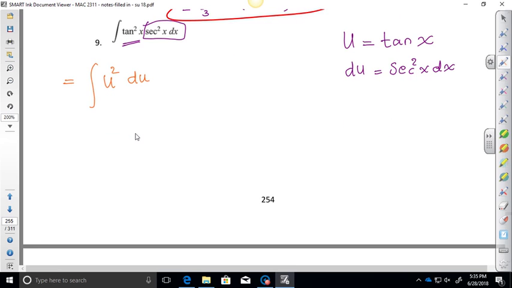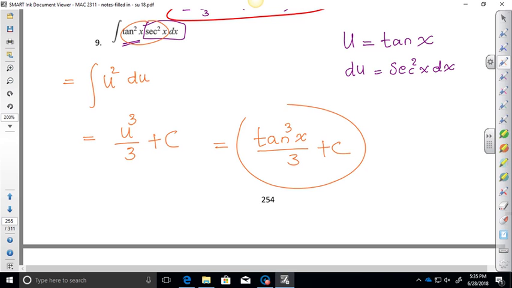You can always check your answer by differentiating back. Okay? You can always check the answer by simply differentiating the answer. When you differentiate this, you should get that. You can always try that. So tan cubed x divided by 3 plus c. Okay. If you have time, please do that on the test so you can make sure your answer is correct.